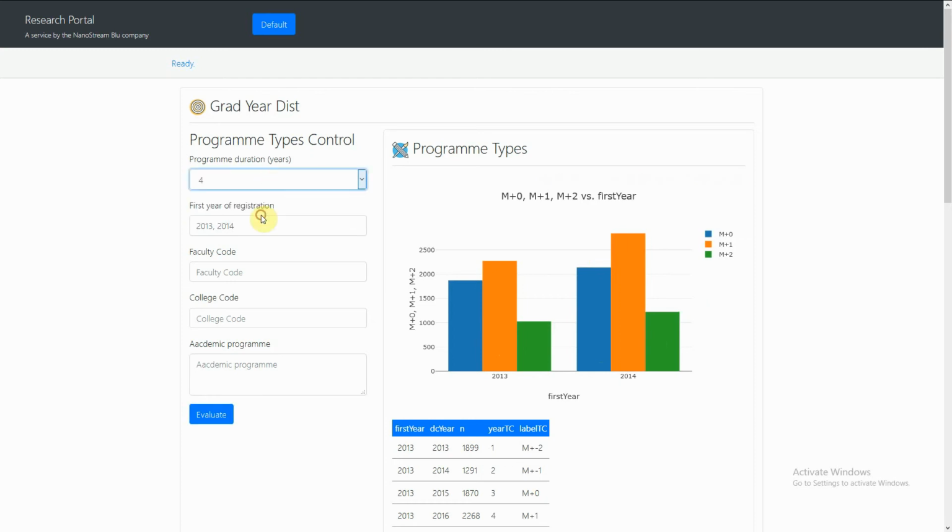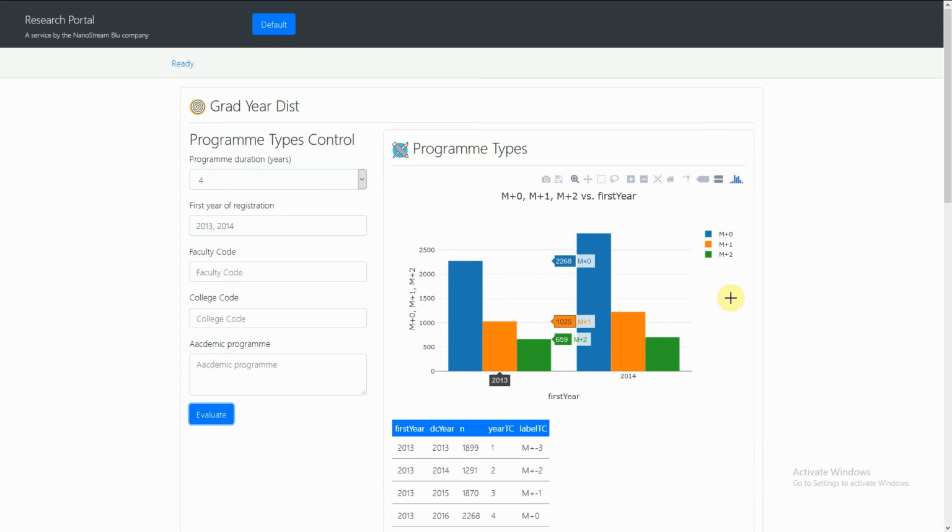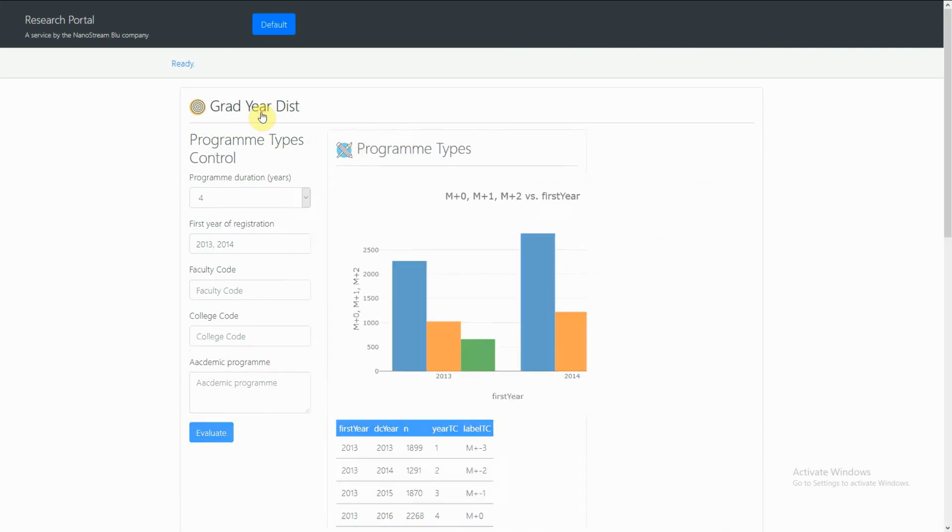Let's now look at the 4-year academic programs. And you can see the picture is quite different. In this case, the minimum time students are actually in the majority, and we still have a significant number of students completing in extra time. So that's an overall view of the performance across the whole university.